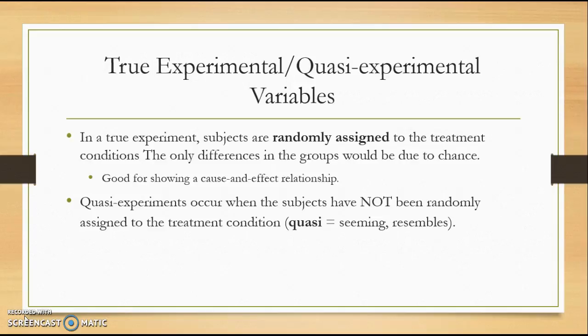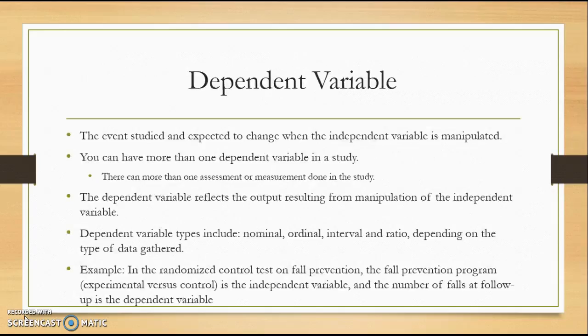Quasi-experiments occur when the subjects have not been randomly assigned to the treatment condition, because quasi means seeming or resembles. Experiments that take advantage of natural occurrences are quasi-experiments. For example, comparing achievement level of firstborn children with that of latter-born children, or comparing student performance at two schools, one of which has a lower student-teacher ratio. The experimenter is unable to assign subjects to treatment level because the subjects are already in pre-existing groups.